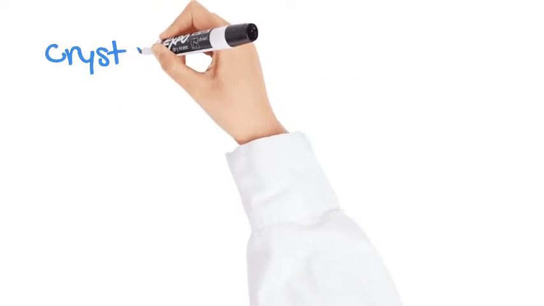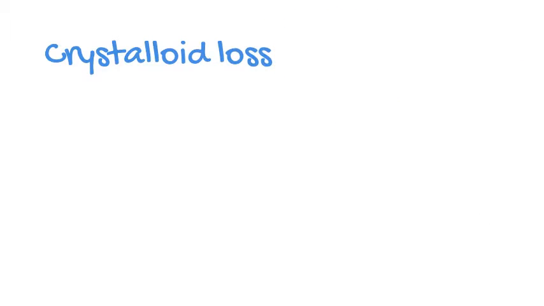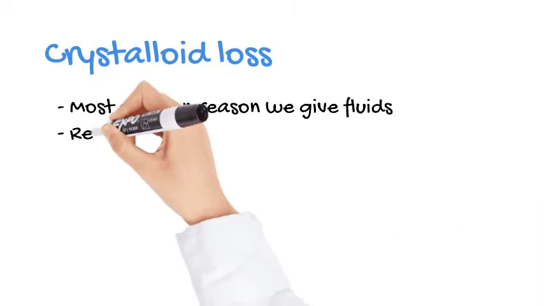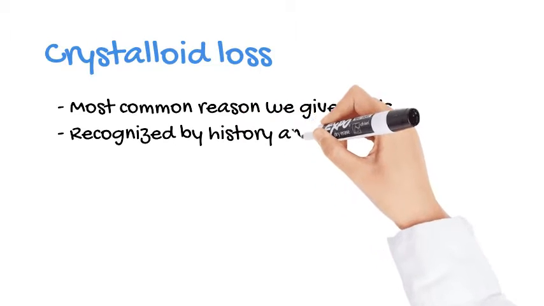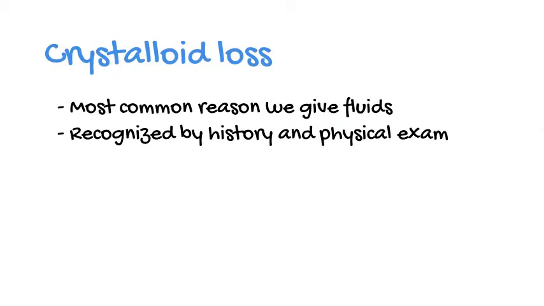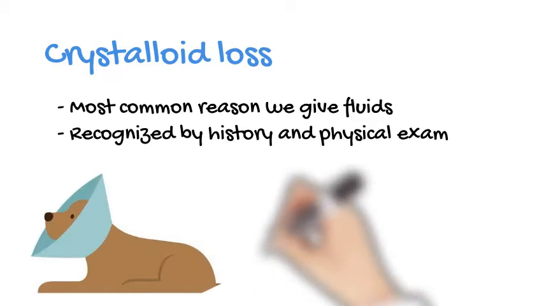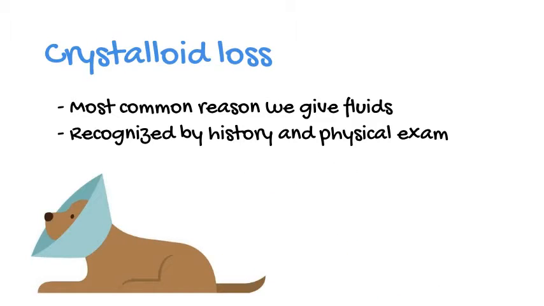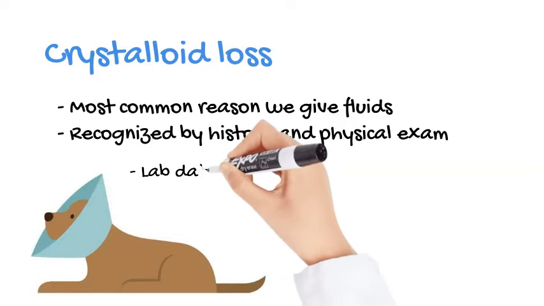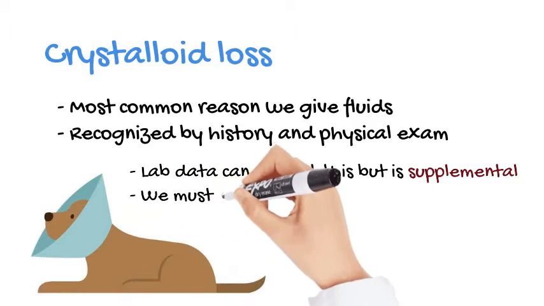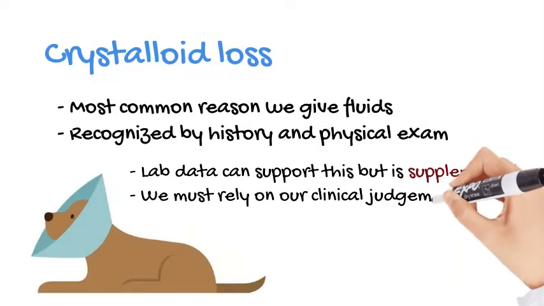I want to talk first about crystalloid loss, because this is by far the most common reason why we administer fluids to our patients. Now, you're going to be able to identify a patient who's got a crystalloid loss most often based simply on history and physical exam. So this is inevitably somewhat subjective. There really isn't any firm way to determine a patient's hydration status. It's always going to be a very personal assessment. Now, lab data can certainly support our evidence that we think a patient has a crystalloid loss, but ultimately we've always got to rely on our own clinical judgments.